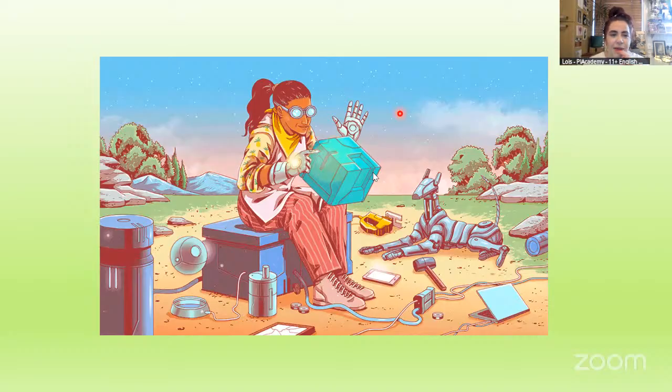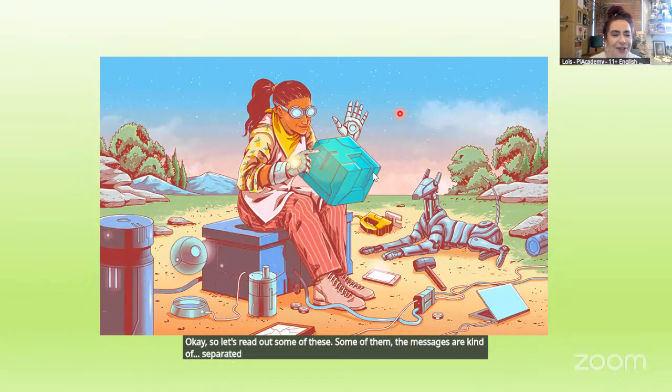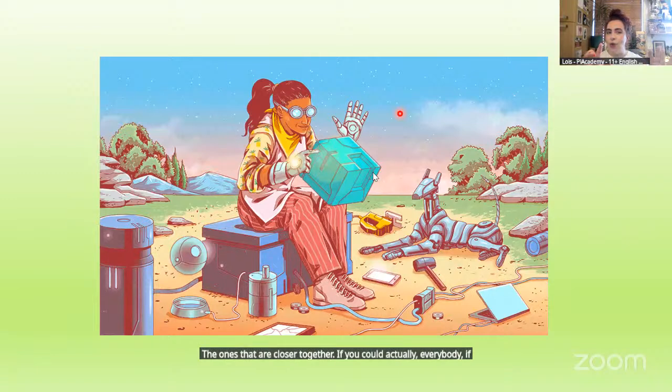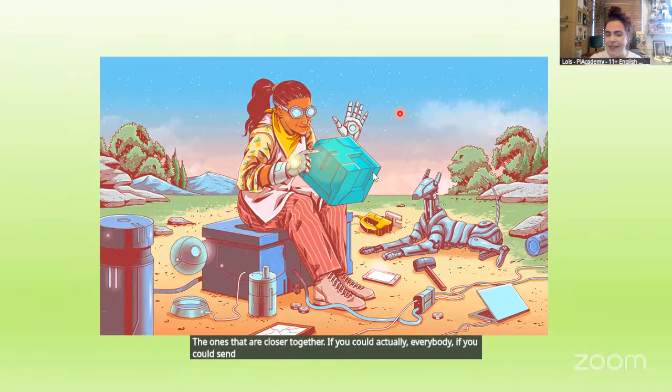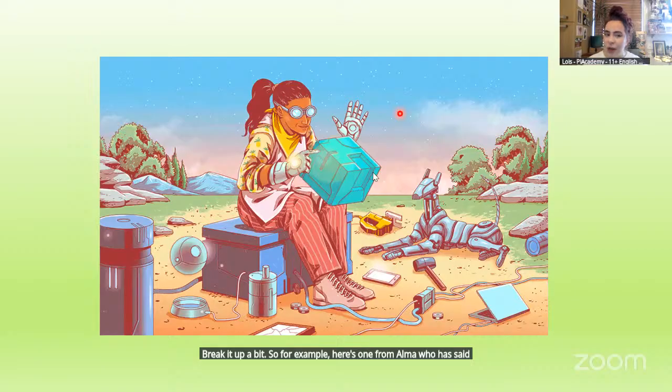Okay, so let's read out some of these. Some of them, the messages are kind of separated, so I might have to go and find your different ideas. But let's read some of them out, the ones that are closer together. If you could actually, everybody, send your ideas all in the same message, that would be better, because then I can see them all at once, because otherwise the other messages kind of break it up a bit. So, for example, here's one from Alma, who has said in paragraph one, she would focus on the sky.